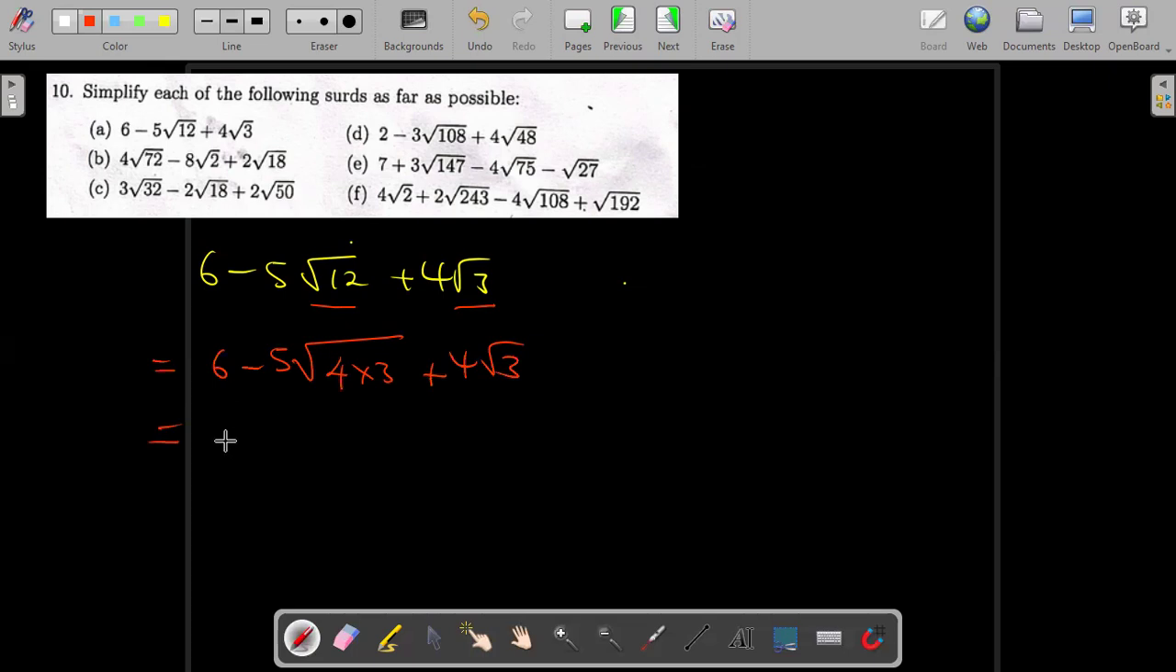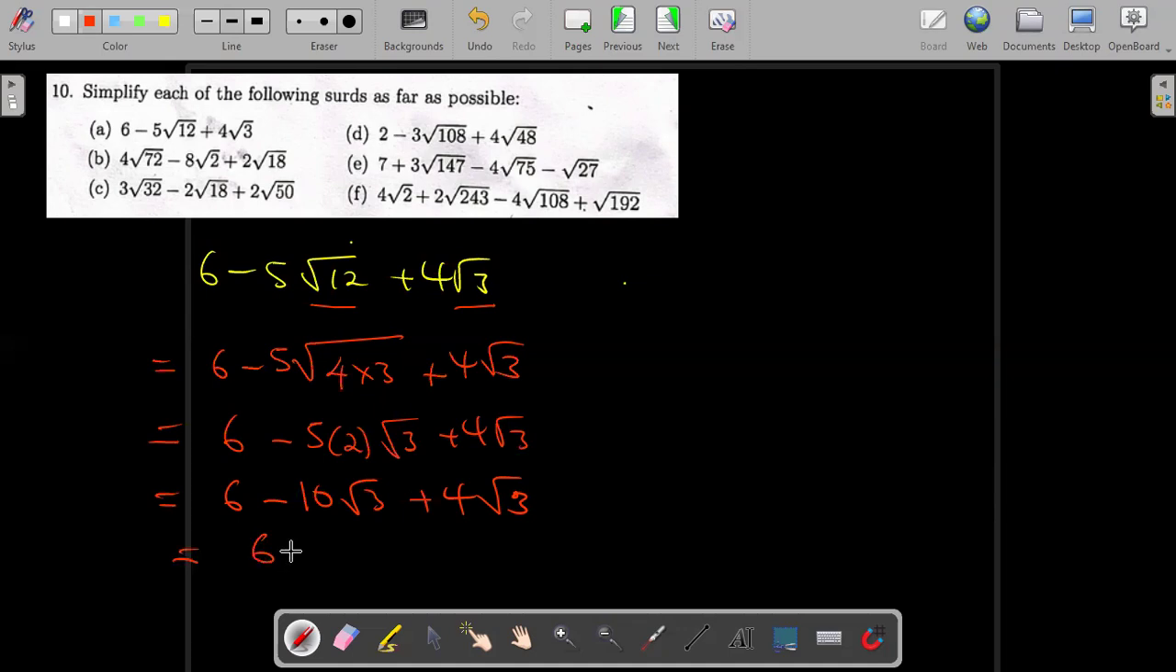Then this will be equal to 6 minus 5, then the root of 4, that is just going to be 2, then you have root 3 there, plus 4 root 3. Then this is going to be equal to 6, you can multiply that, there you have negative 10 root 3, then plus 4 root 3. So we can add these two here: negative 10 root 3 plus 4 root 3 gives us negative 6 root 3.